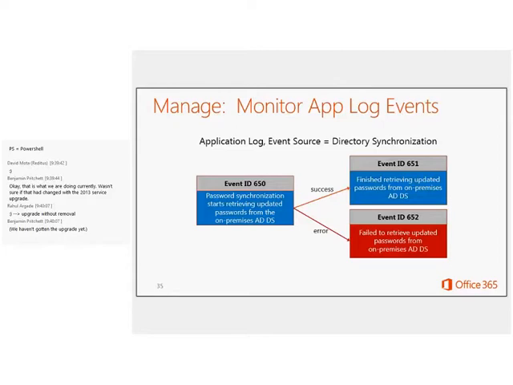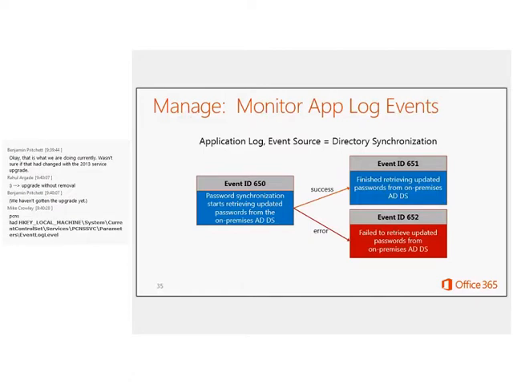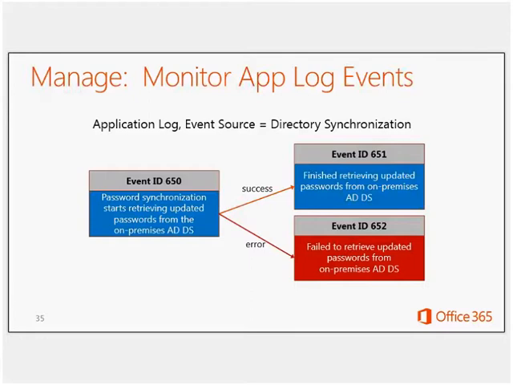So you'll see in the application log, the event source is always going to be directory synchronization. One of the events that you might see is event 650, and we record that in the log every time we look in Active Directory for password changes. We make that call to discover password changes, and then we record back whether that was successful or not. If for some reason we were not successful retrieving that list of updated passwords from the on-prem AD, you're going to see event 652 in there. That will tell you there is an error, and then we'll try again later, and hopefully it will work the next time.